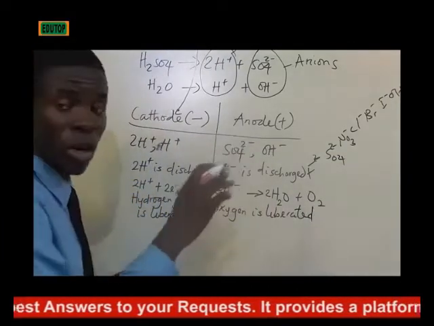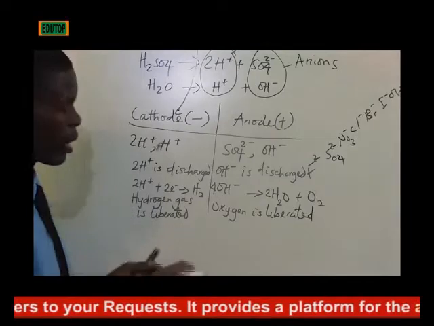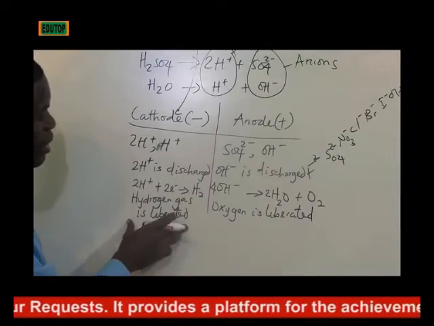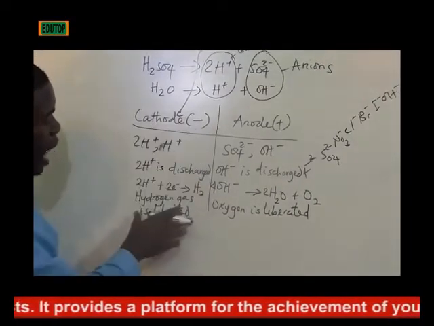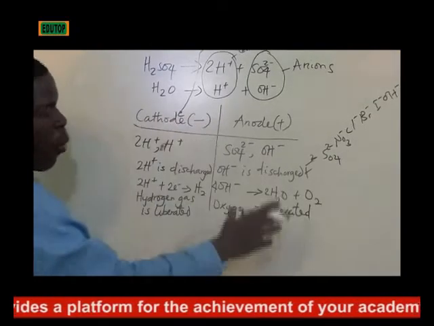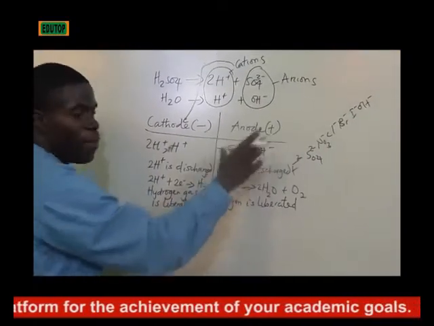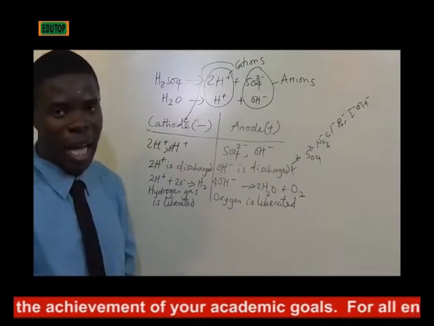So in the electrolysis of acidified water, hydrogen gas is liberated at the cathode, while oxygen gas is liberated at the anode.